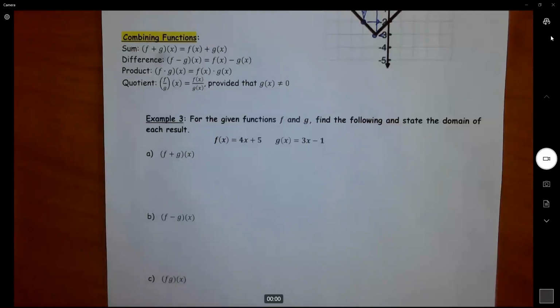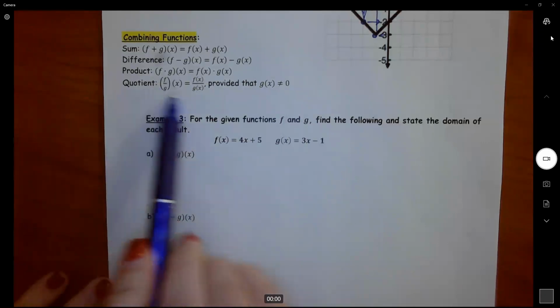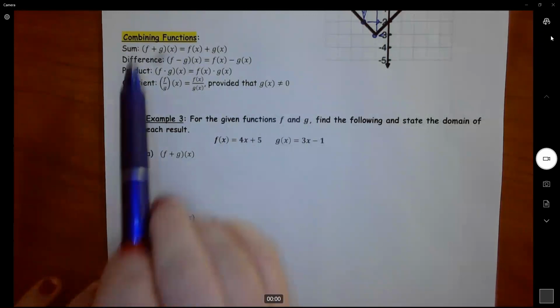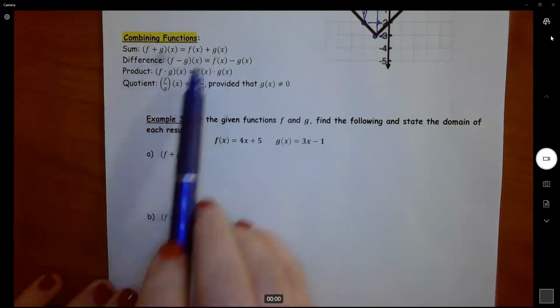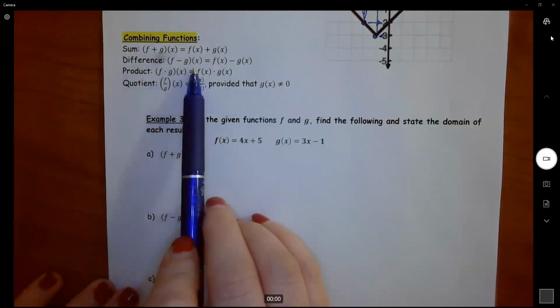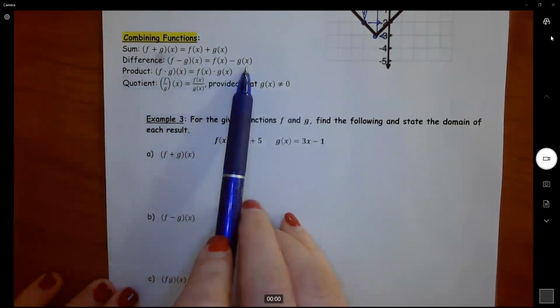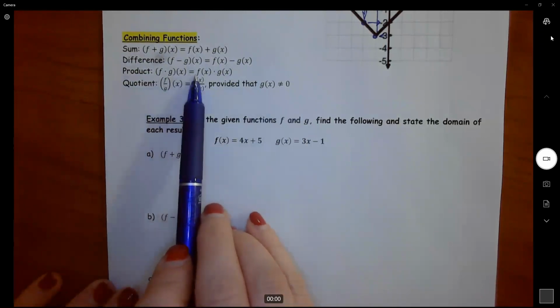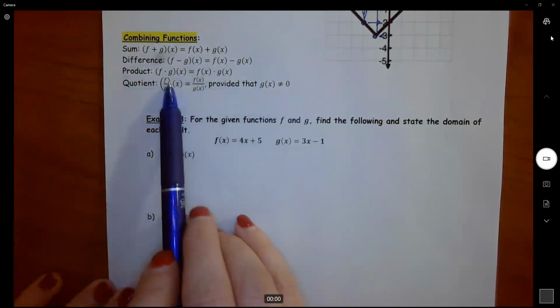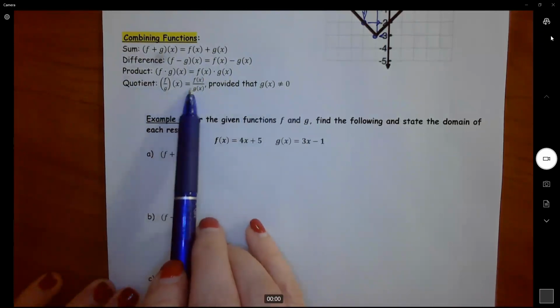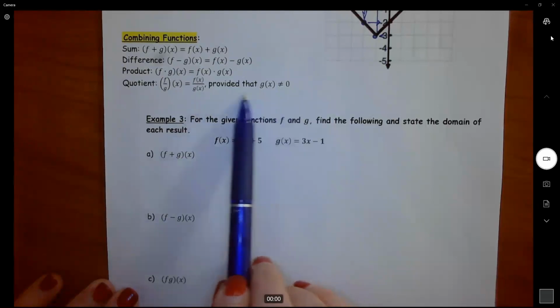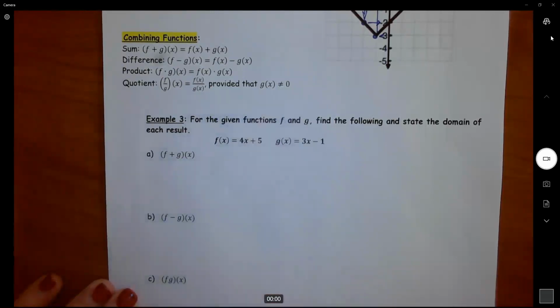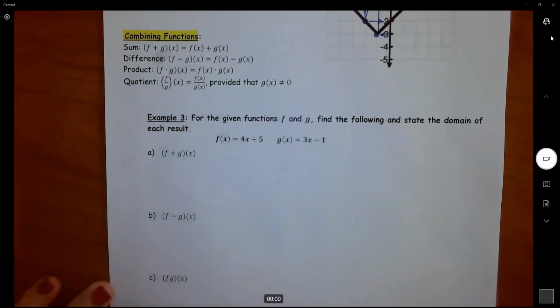In this video, we're going to go over how to combine functions. And so you're given your rules right here. And these are kind of common sense. F plus g of x equals f of x plus g of x. F minus g of x equals f of x minus g of x. F times g of x equals f of x times g of x. And f divided by g of x equals f of x divided by g of x. And then again, from that domain, we have to make sure that g of x does not equal 0 because we cannot divide by 0.